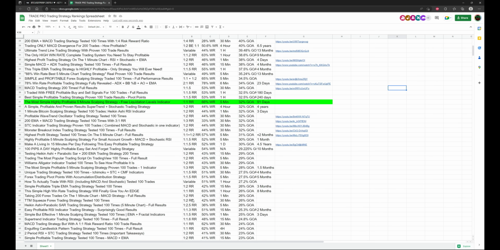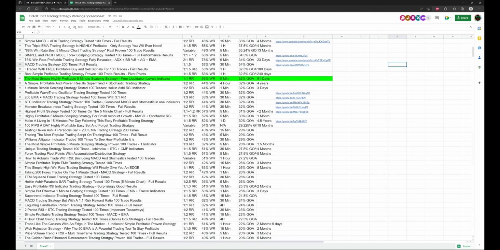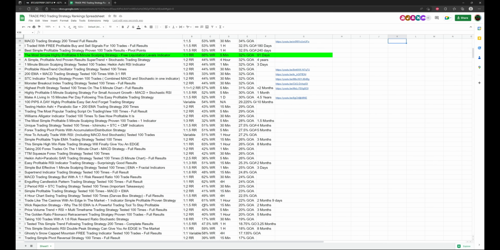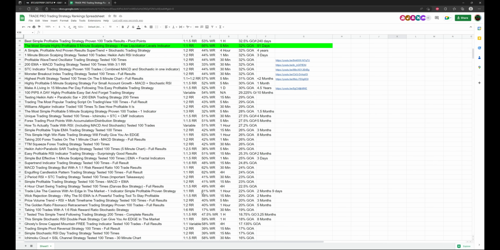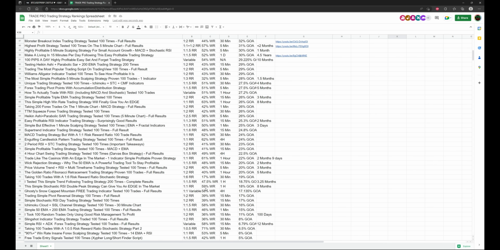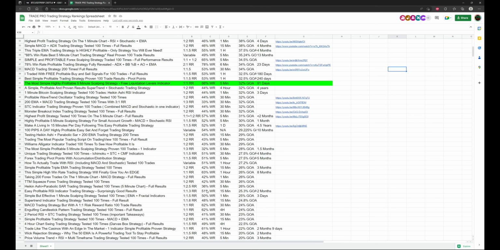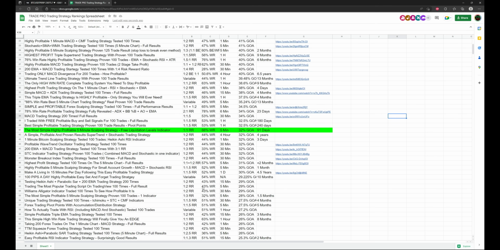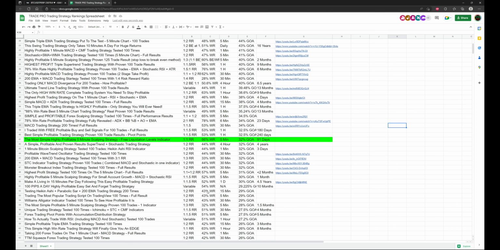So if we compare it to some others using a 1-to-1, 63% win rate, 62, 61%, and 59% here. So here's another one, 53%. So this one did really well, the highest win rate I've seen with a 1-to-1 risk to reward ratio so far.